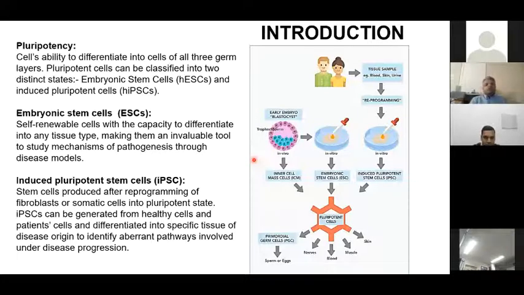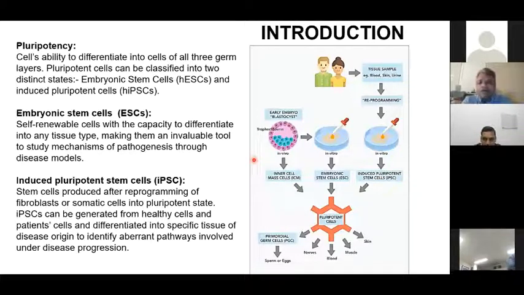Okay. So, pluripotency is a cell's ability to differentiate into all the three germ layers, which are ectoderm, endoderm, and mesoderm, and all the organs derived from these three layers that result in generation of the whole organism. And these pluripotent stem cells can be classified into two types: embryonic stem cells or induced pluripotent stem cells.